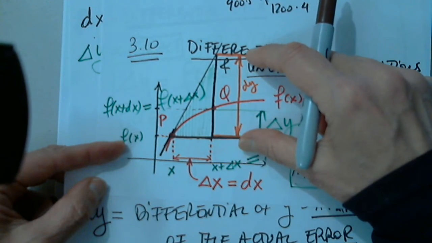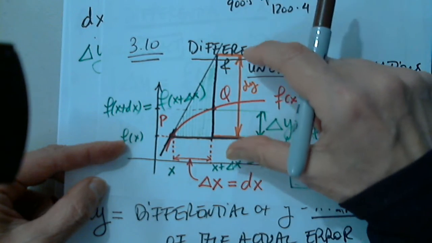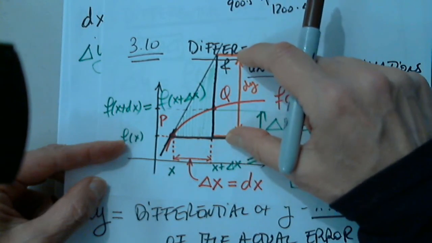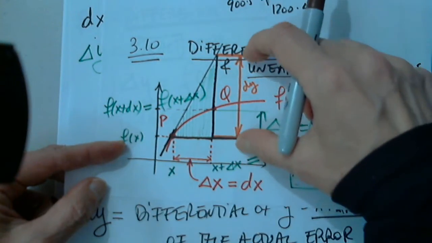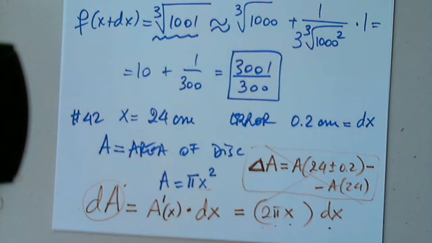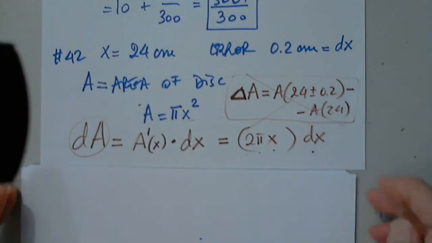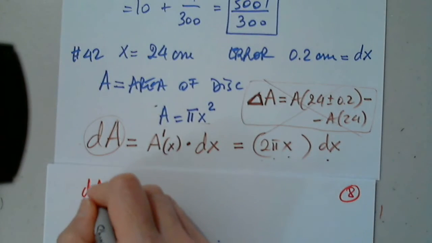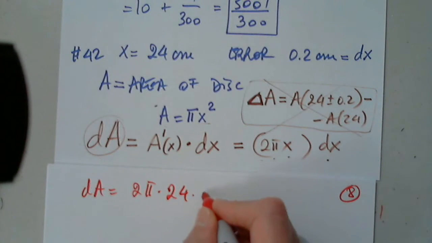This approximate change. If you want to determine the exact change, you have to calculate delta A. But if you're happy with dA, then this is what you will determine. This is triggered by 0.2, and we'll see how much this is. The approximate one, not the exact. This will be the exact. Okay, so where am I? Page 8. So dA equals 2 pi 24 times 0.2.